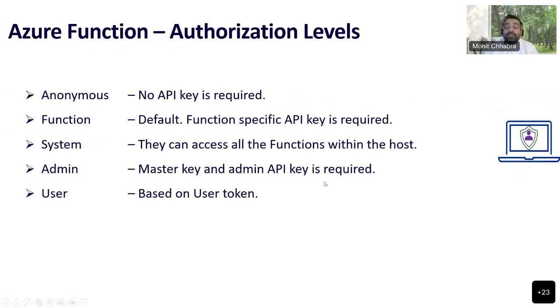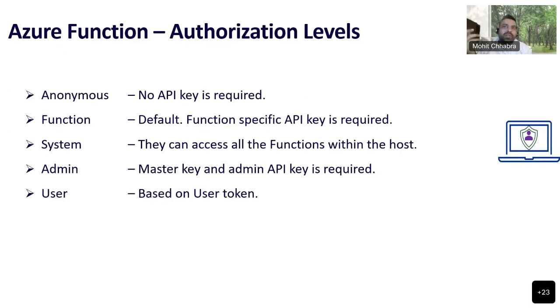Now, Azure Functions has different authorization levels. So anonymous, as the name suggests, it's anonymous. Anyone can call it. Function, it's the default setting, so a specific key is required, and we're going to look into it, so don't worry about it. And then there's system, admin and user.